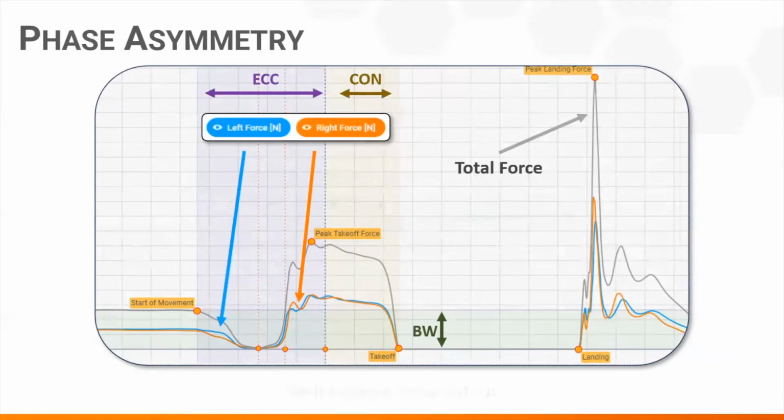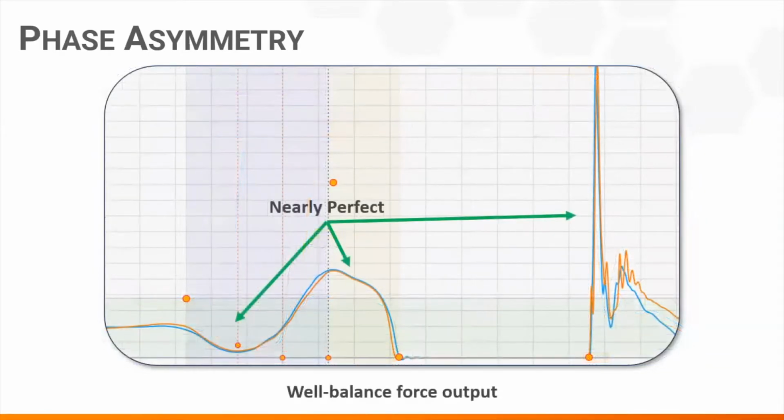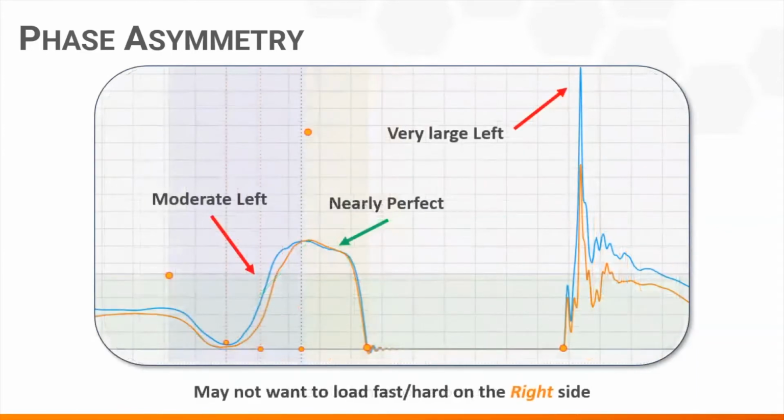But let's go ahead and keep things simple. Here we see a nearly perfect counter-movement jump repetition. We know it's a well-balanced force output from this individual because the left and right sides are nearly in complete harmony with one another. Here we see a little bit of a different story.